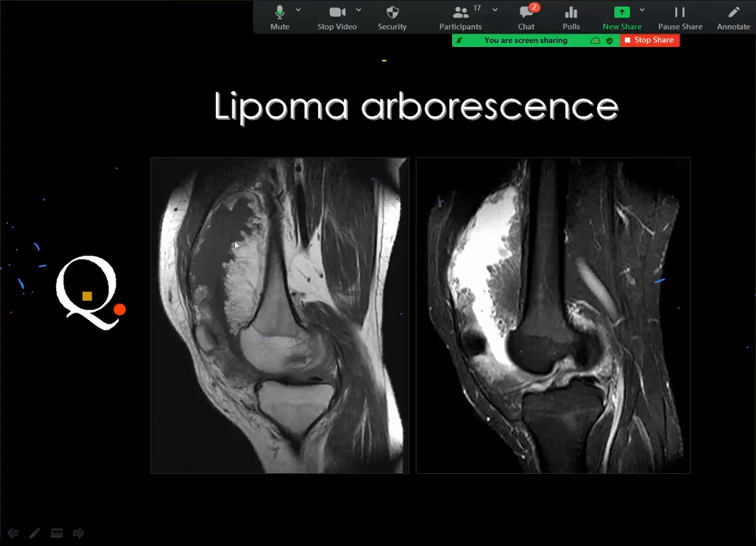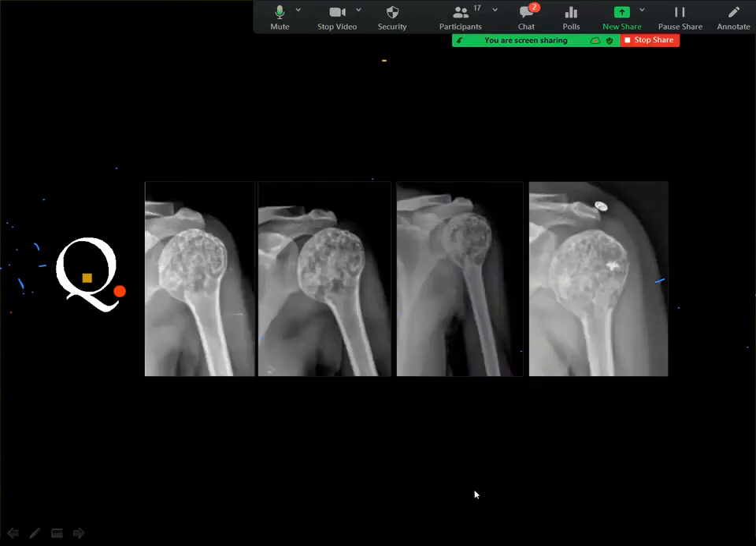But if you got a mass of fat inside the joint, this is synovial lipoma. Next case.